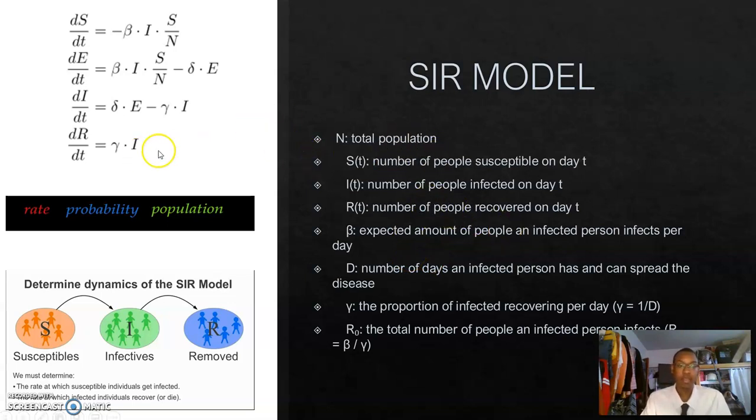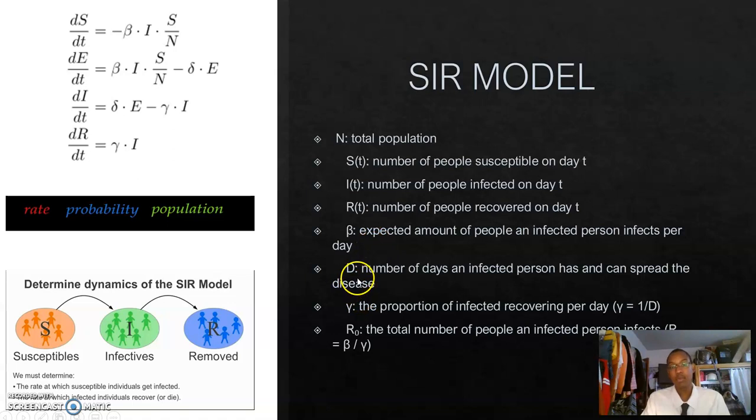So for the S, which would be the susceptible population, you determine that by the number of people who would be susceptible on a day, which is represented by time, which usually in a mathematical model is represented by T. Then there's I, the number of infected people on any given day, and then R, the number of recovered people on any given day. Then you have your beta, which is the expected amount of people an infected person infects per day. So your beta would basically be your infection rate.